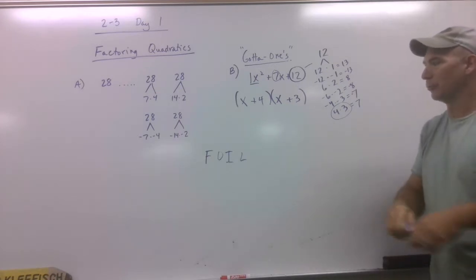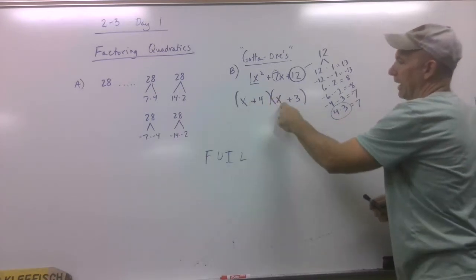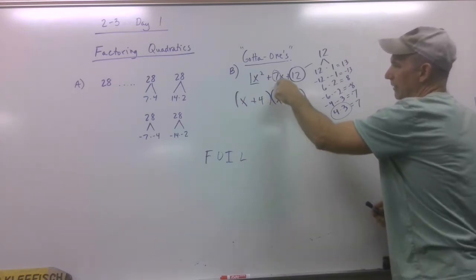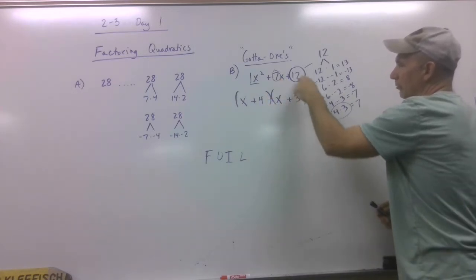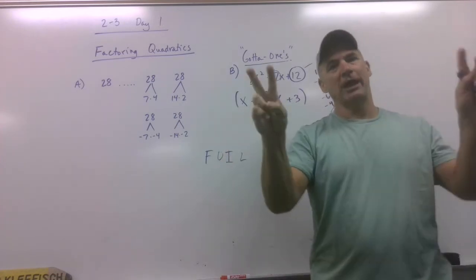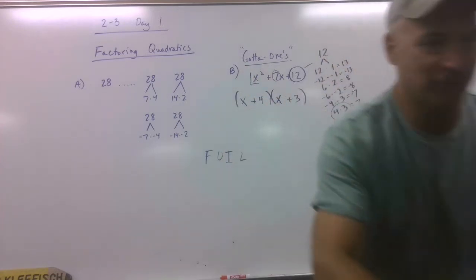Now, I'm not going to write out all my work, but x times x is x squared. 3x plus 4x is 7x. 4 times 3 is 12. So there we go. We factored our first trinomial, quadratic. Pause for a second.